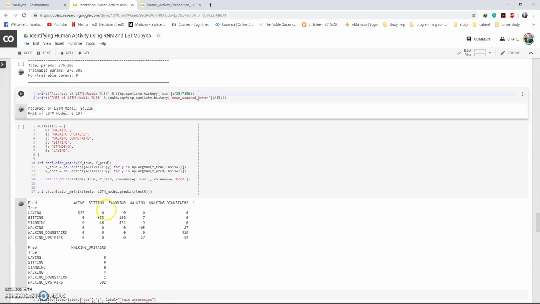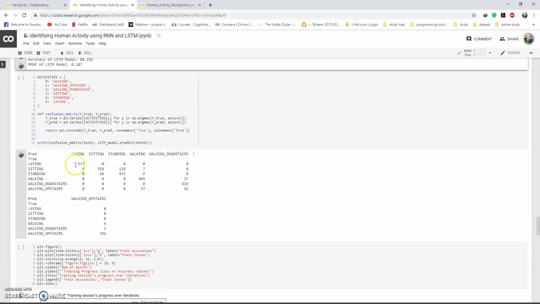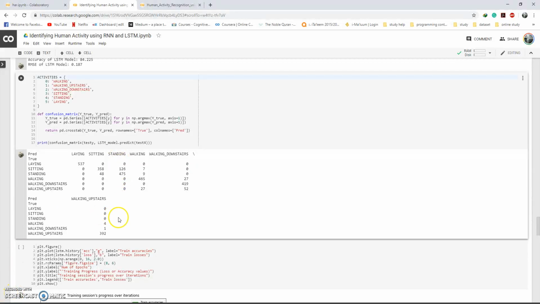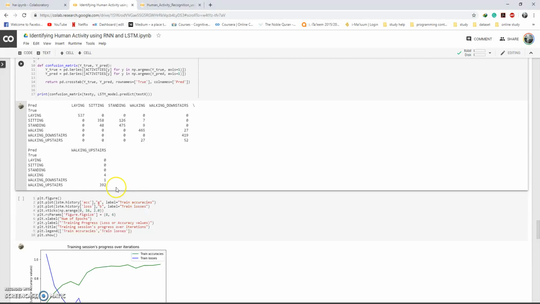Let's look into the confusion matrix. In this scenario, the laying activity was recognized well. The only problem was with standing, which was recognized moderately. So from the confusion matrix we can say that our model performed as expected, but there are some areas to improve as well.